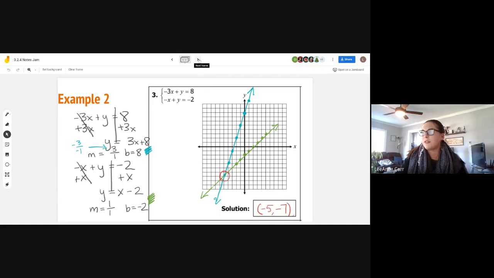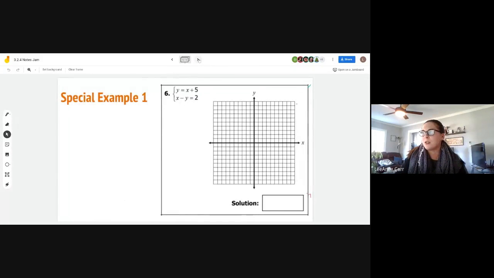So I'm going to move on to our very last example, and if you're on the Jamboard, I'm going to skip all the way to frame 10. I want to show you guys a special example. Okay, so again, we're doing the same process, graphing these two lines.